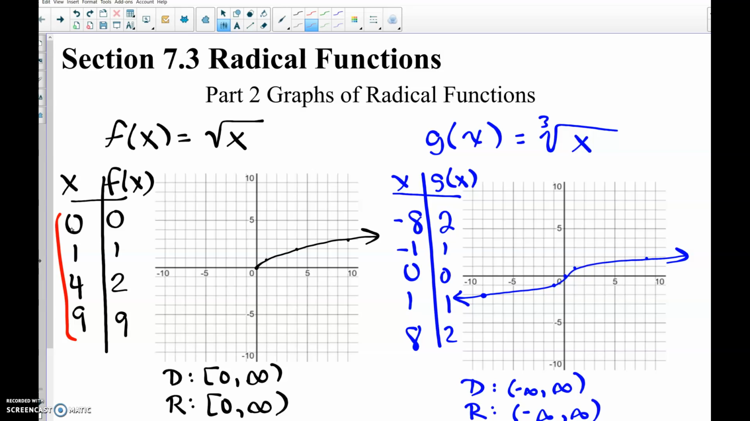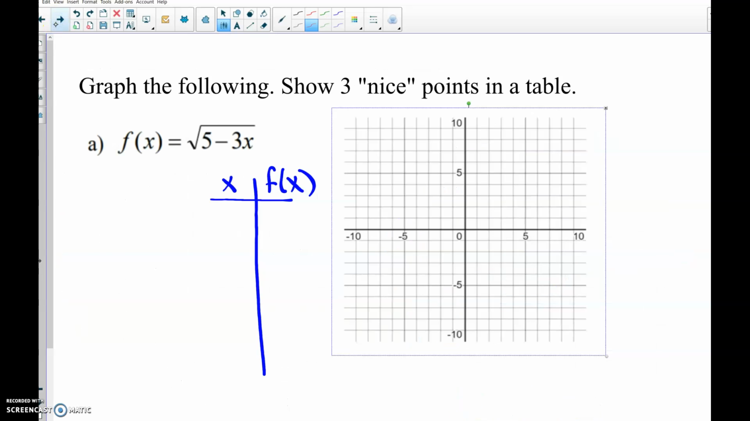On the right-hand side for g of x, the cube root, you can take the cube root of negative numbers, so negative 8 and negative 1. Notice I did not choose 0, 1, 4, and 9. I chose 0, 1, and 8 for the positive numbers because we want perfect cubes instead of perfect squares. So let's take a look at some examples. Before that, the domain for g of x and range of g of x is all real numbers. So we write negative infinity, positive infinity here. All right, let's take a look at some examples.